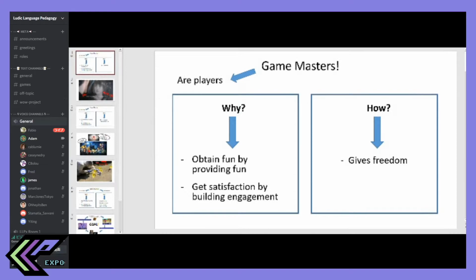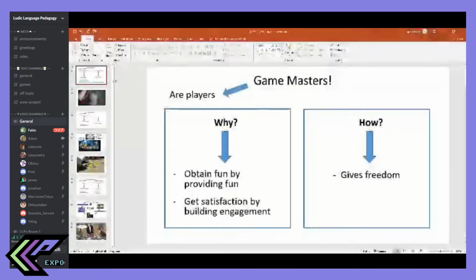Okay, all right, today we'll talk about the Game Master. The reason why I'm talking about the Game Master in RPG games, like Pathfinder or Dungeons and Dragons, is because I'm writing up with Ben a paper about the similarity between the role of a Game Master in RPG games and teachers in a game-based environment.